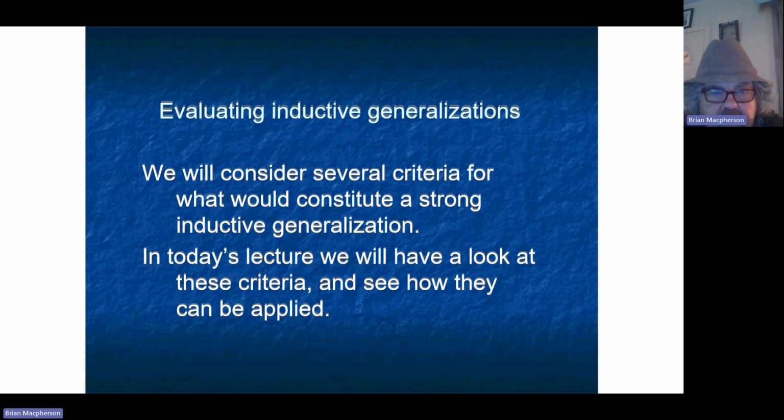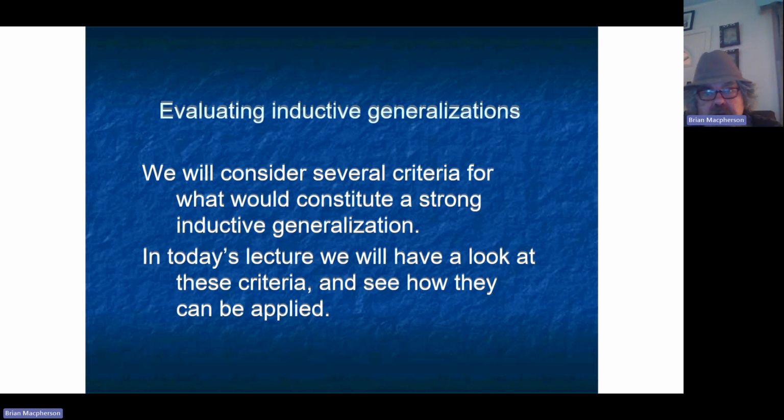And in this second part of the lecture, what we're going to do is look at how you evaluate inductive generalization. So in the previous PowerPoint, we did talk a little bit about strong versus weak inductive arguments. But we're going to sharpen our focus to what are called inductive generalizations. Basically, an inductive generalization goes from specific observations to general truths, right? Okay. And so what we'll do in this part of the lecture is we will consider several criteria for what would constitute a strong inductive generalization.